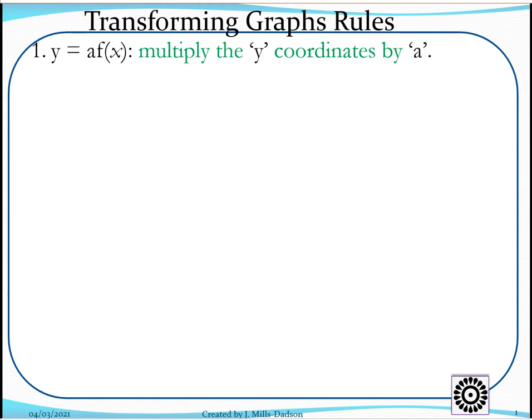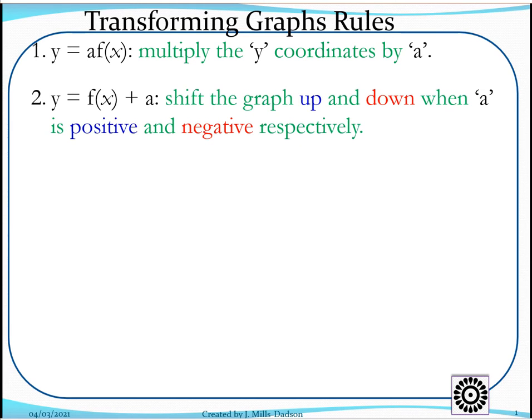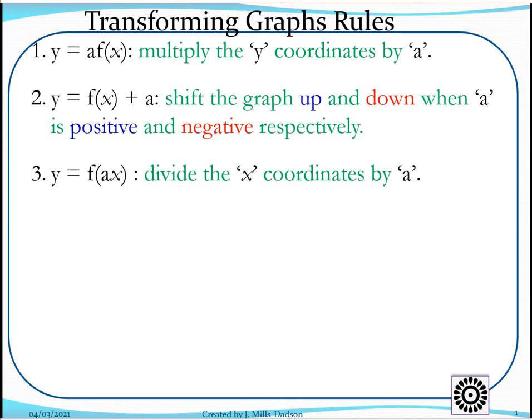When you have y equals a f of x, in this particular instance, it means you multiply the y coordinates by a. I'll give you a specific example to explain. When you have y equals f of x, then plus a, shift the graph up a unit when a is positive, and shift the graph down a unit when a is negative. So that is a vertical shift translation. When you have y equals f of ax, divide the x coordinates by a.